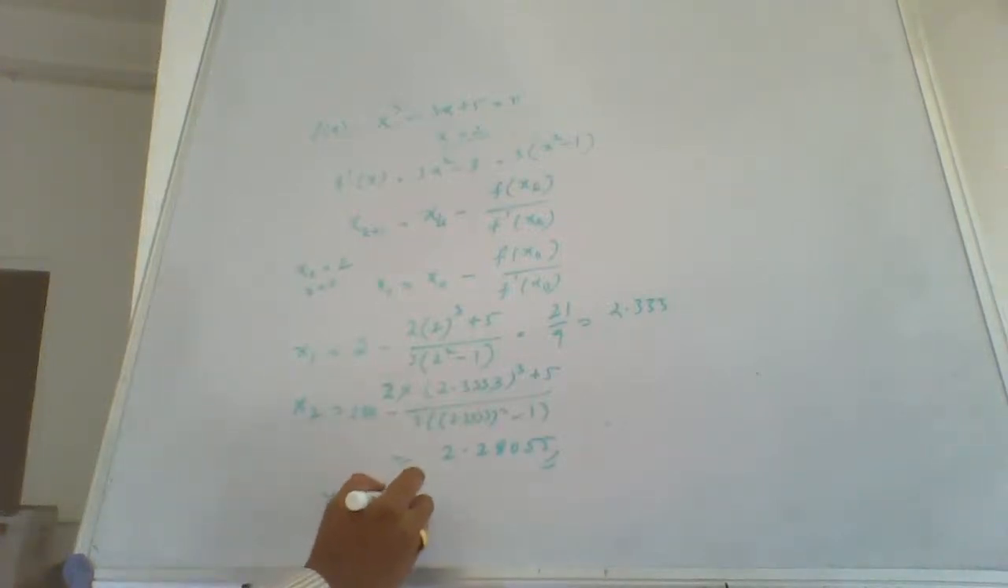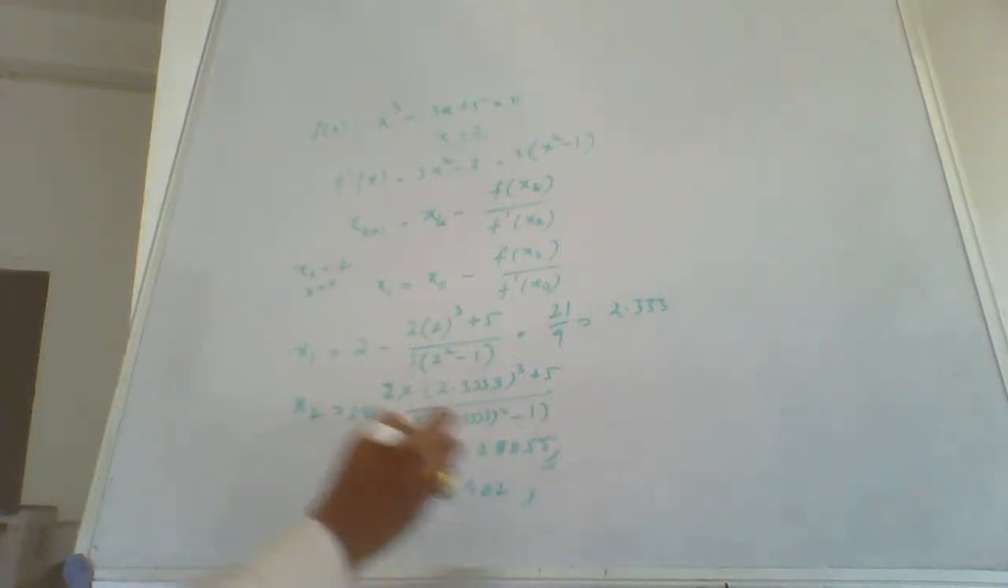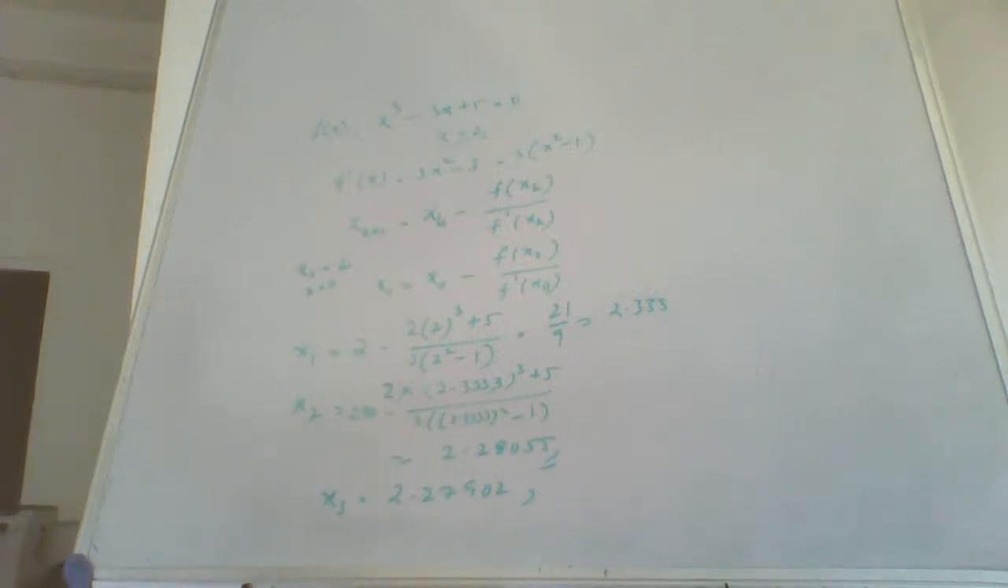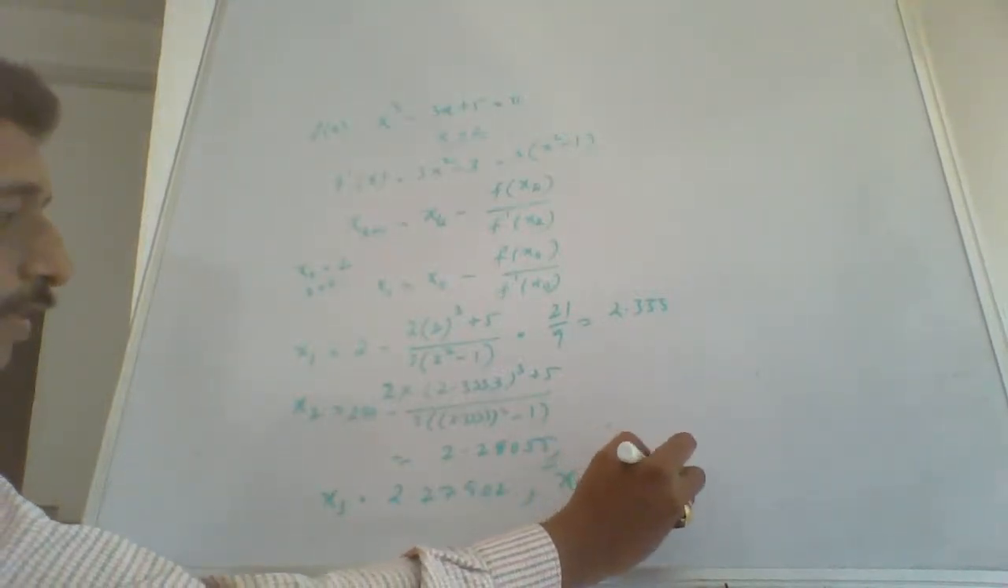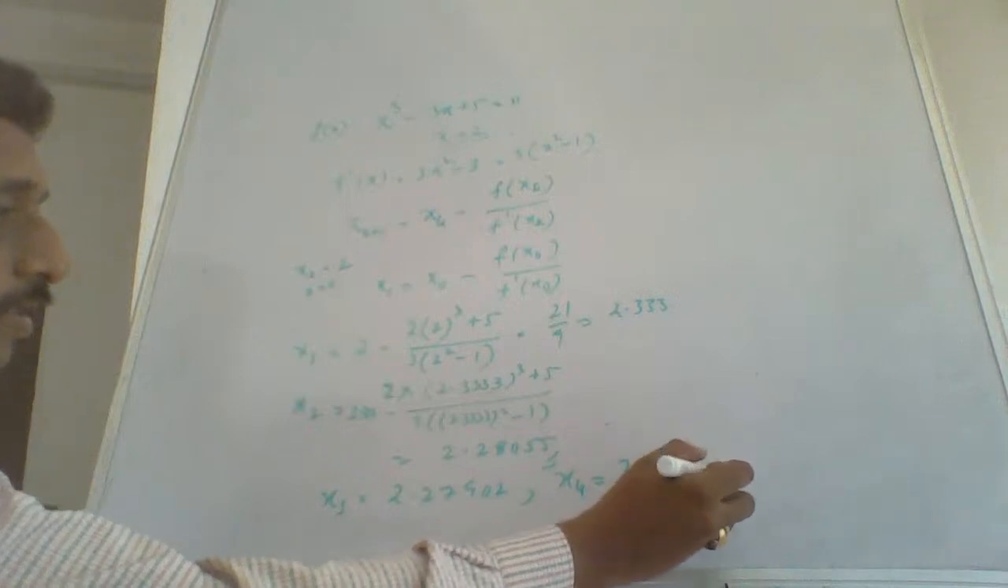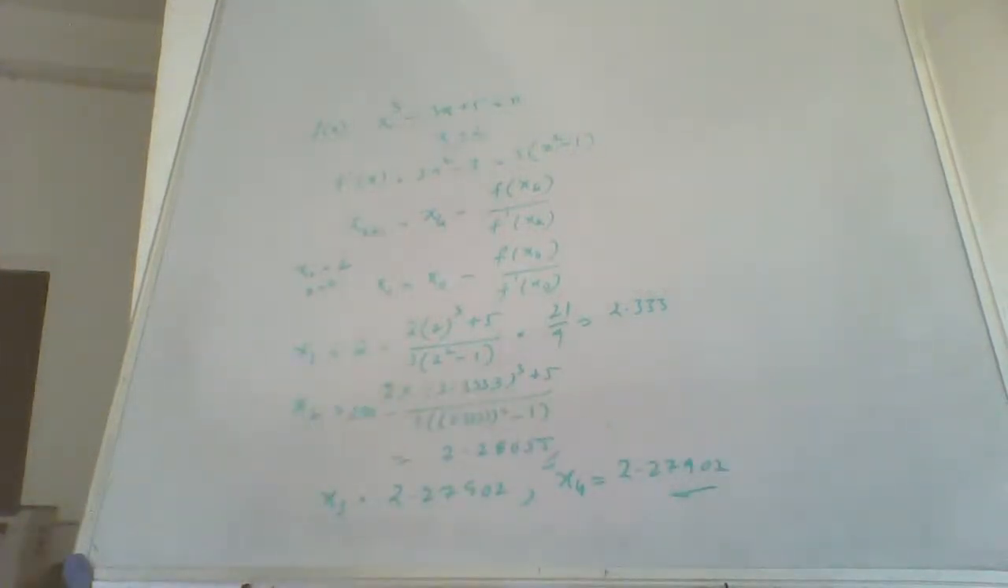I get 2.27902. So you have to do the approximation till we get the previous value, which is almost the same up to the given decimal places. So I get x4 as 2.27902. So this will be the root. Fine.